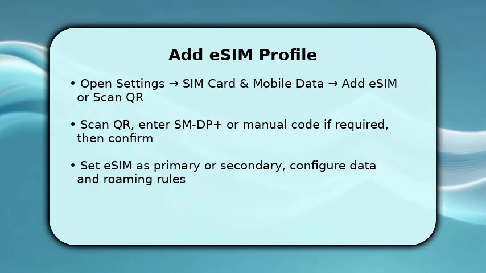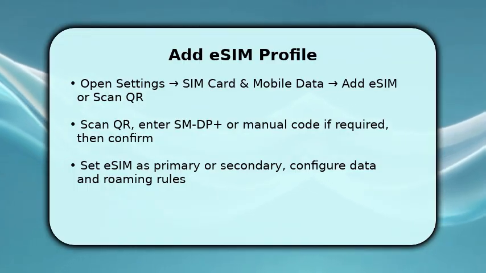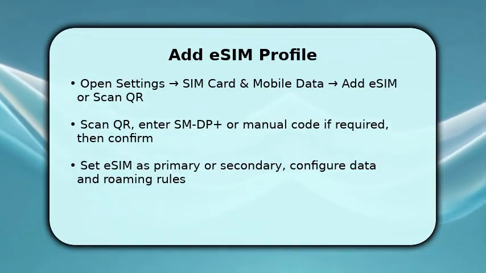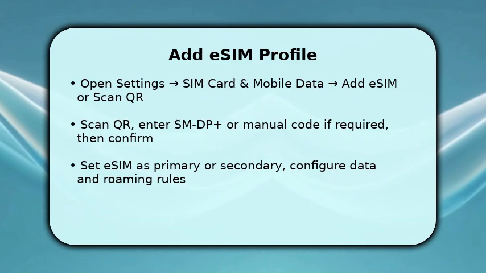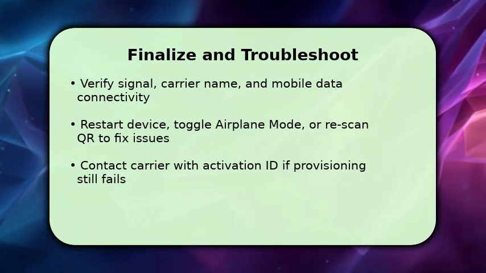Once provisioned, assign the eSIM as your primary or secondary line, then configure mobile data, preferred network type, and roaming permissions. Make sure to restart the phone if the network doesn't appear immediately. Finish by checking the connection and settings so you can use the line.